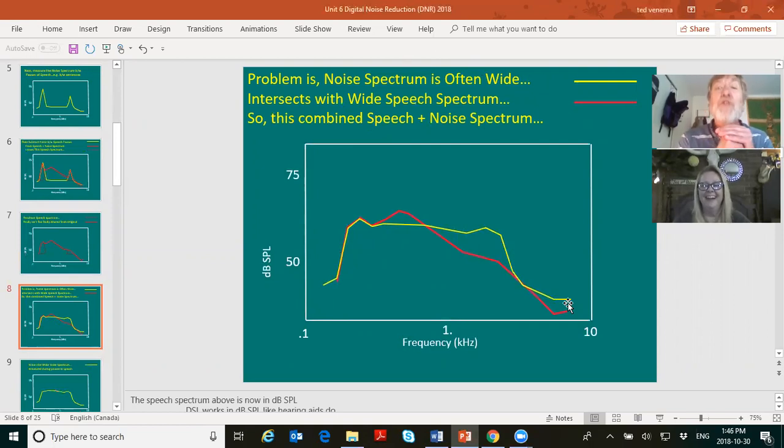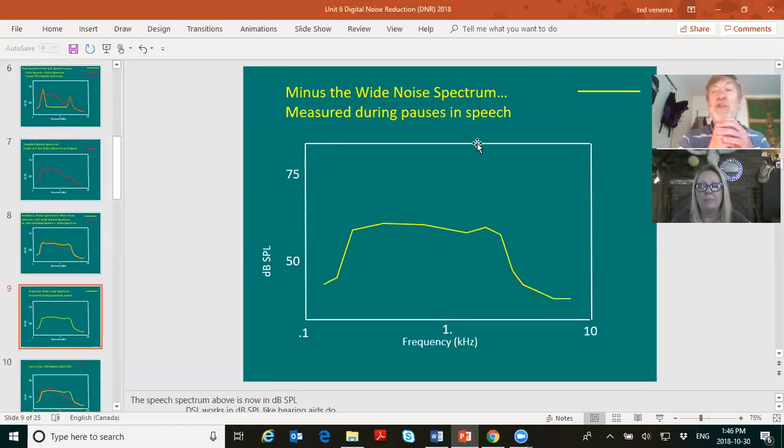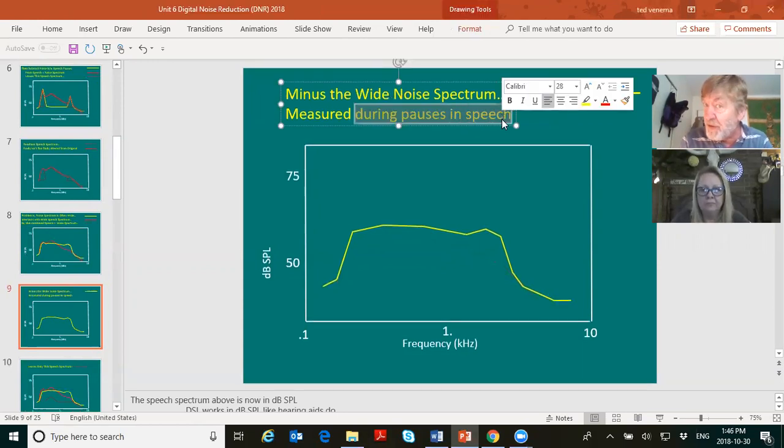Anyway, so now you've got the speech and noise spectra together, and this is more the reality. This would be in a restaurant, because in a restaurant, with background speech babble, clatter of knives and forks, you've got a wide background noise spectrum. And the speech spectrum is still in red. The background noise spectrum is also wide. So here's your combined speech and noise spectrum. Here's your noise spectrum measured between pauses in speech, between sentences.